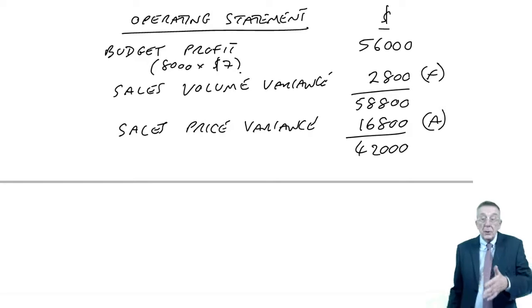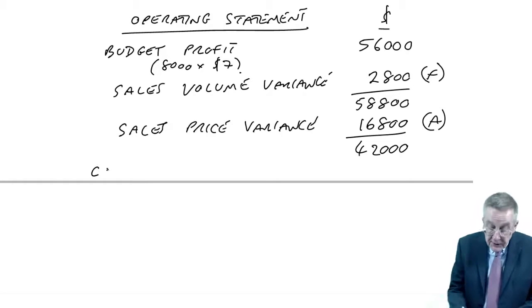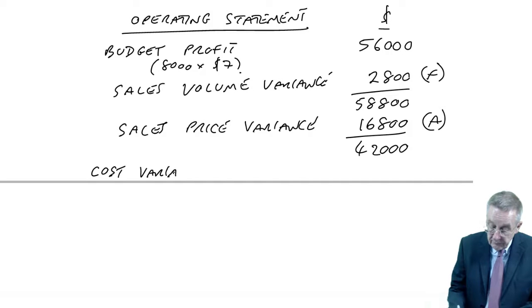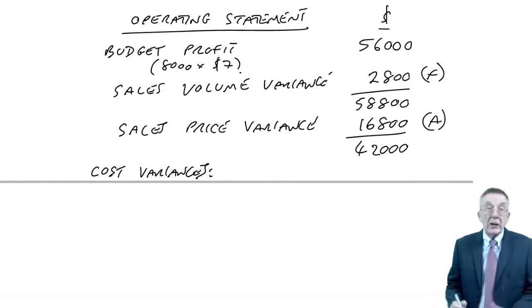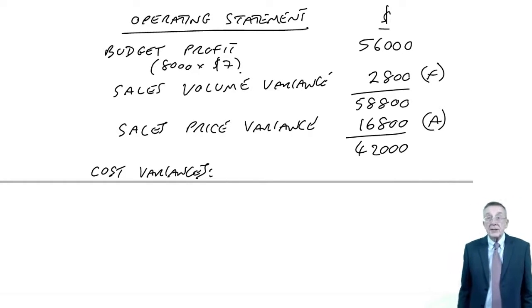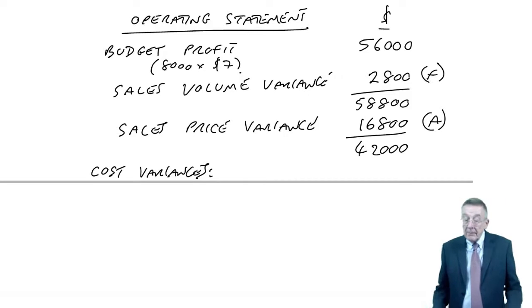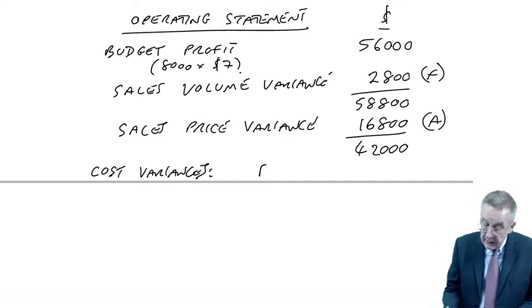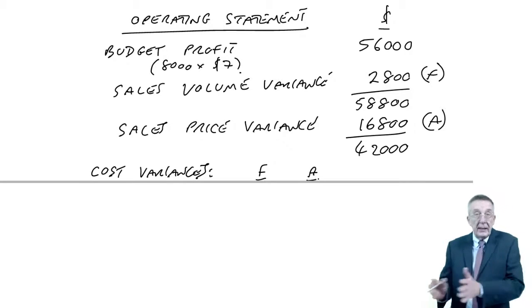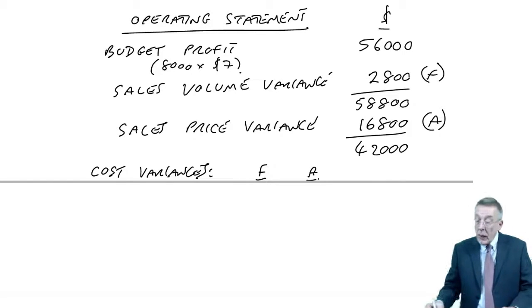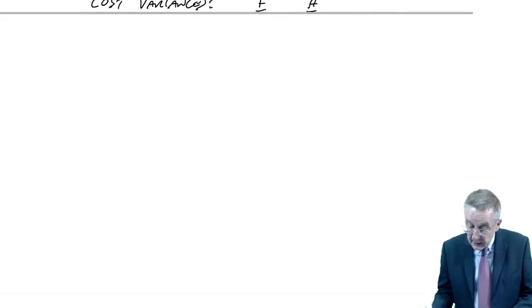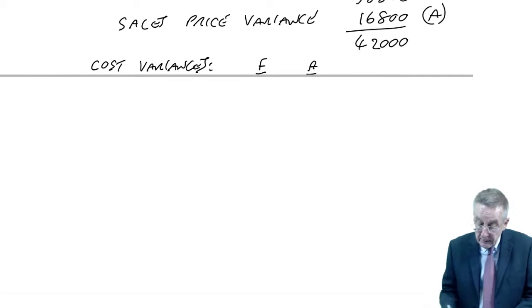Why didn't we get 42,000? Well, all the cost variances. We've done all the workings. It's simply a question of listing them. And for neatness, standardly, let's list them as favourable, adverse, and then at the end we'll adjust by the total.